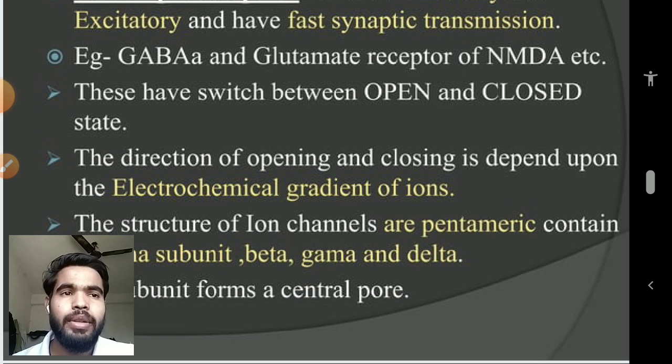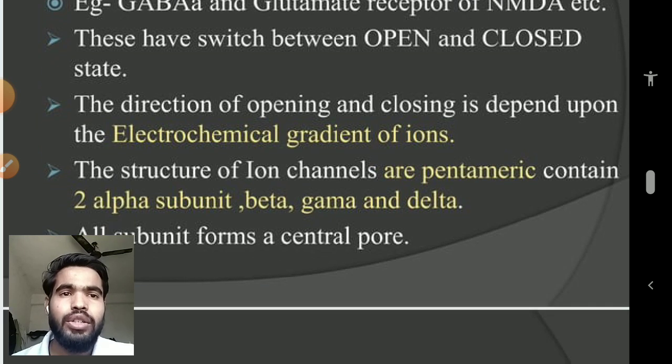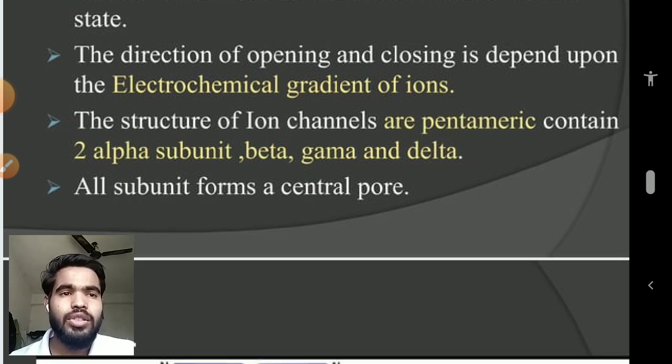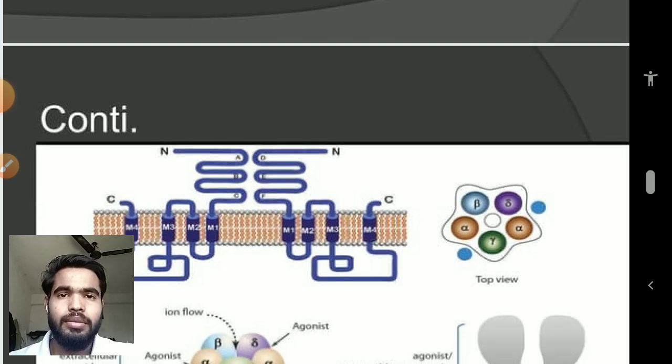These have a switch between the open and closed state. The direction of the opening and closing depends upon the electrochemical gradients of the ions. The quantity of ions present within the cell or outside the cell determines the opening and closing of the ion channel. The structure of the ion channel is pentameric, that means it contains 2 alpha subunits, 1 beta, 1 gamma and 1 delta subunit. All subunits form a central pore.